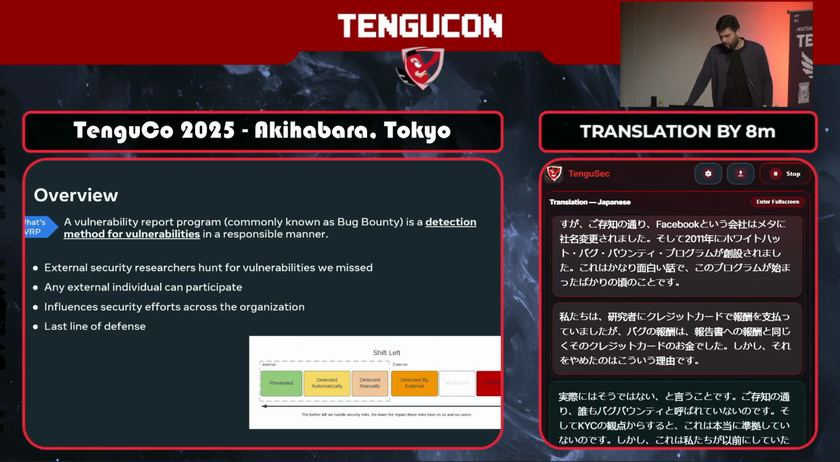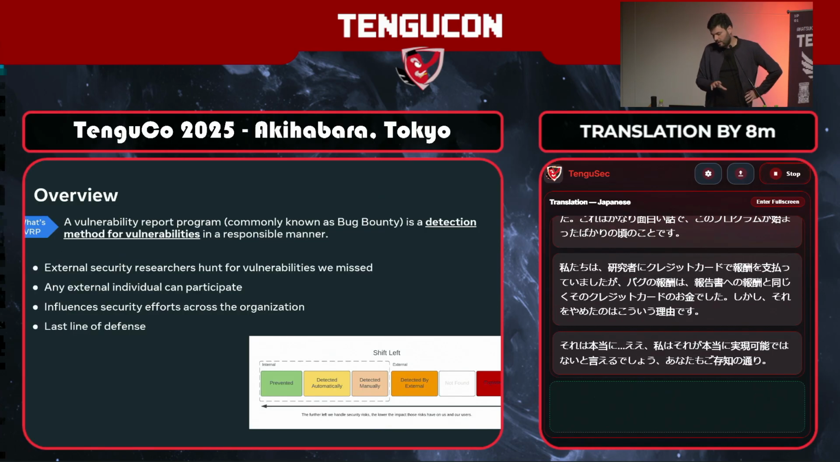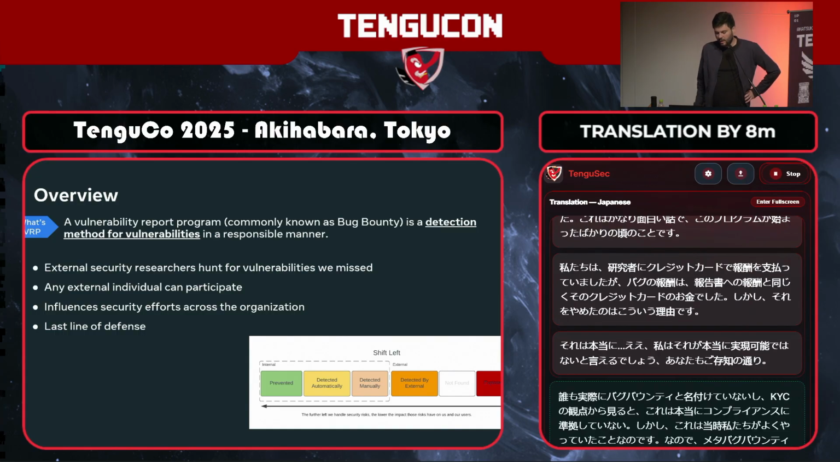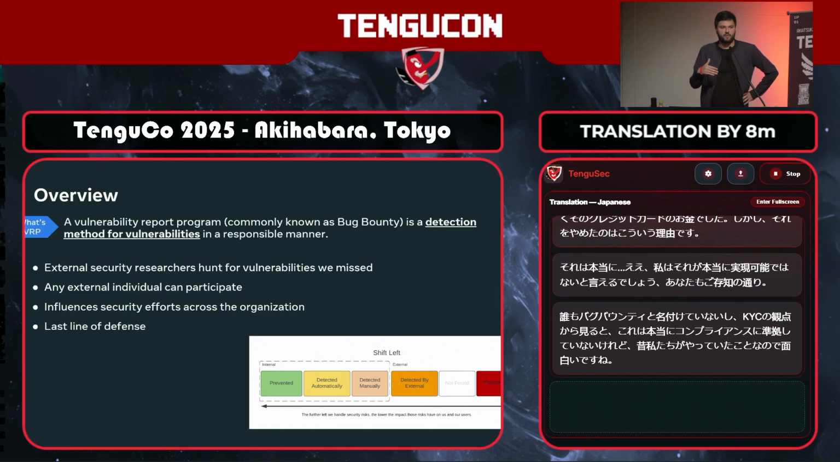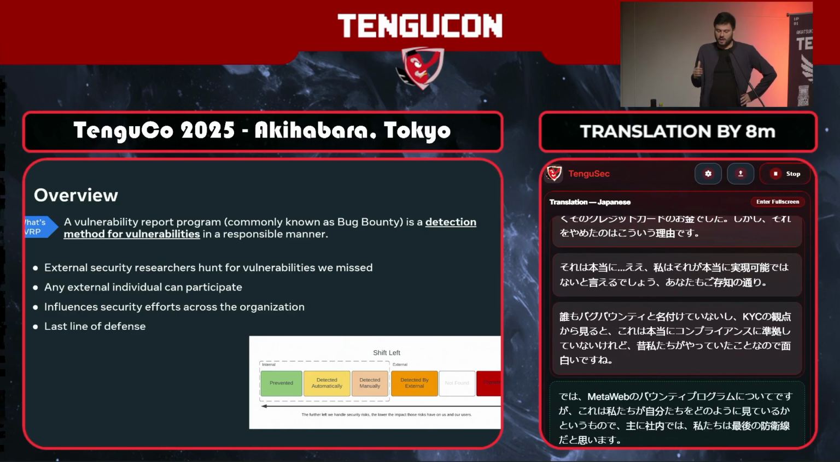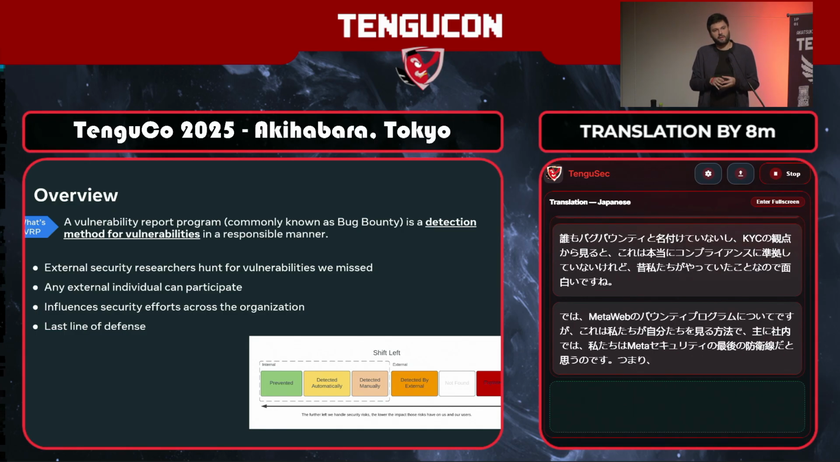So about the Meta Bug Bounty Program, this is how we see ourselves, mostly internally. We are the last line of defense, I would say, of Meta security, meaning the Meta Bug Bounty Program is the last opportunity for a vulnerability to be detected before it is exploited in the wild.